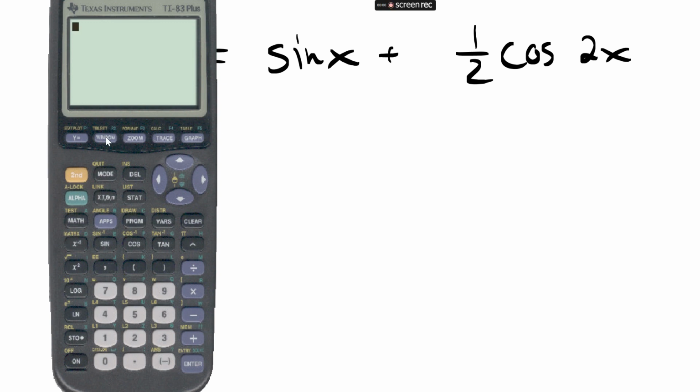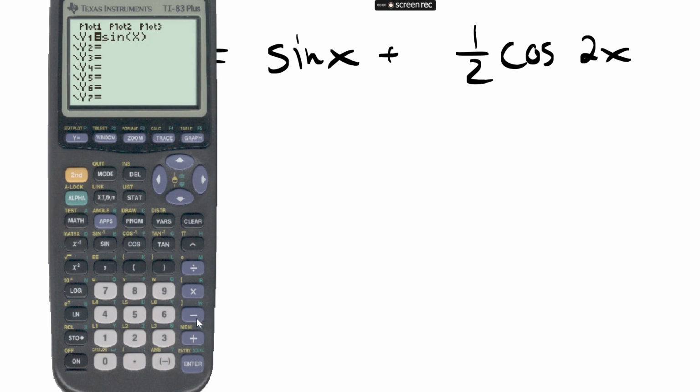Okay, let's see if this makes sense. Window, still going from 0 to 4 pi by pi. But now my window is going to be negative, I don't know, -2. You can put -3. I put -3 and 3. Because the highest this guy can go is 1.5, the lowest is -1.5. Press graph, let's see what we get. Oh, wow. Oh, sorry. I was on the wrong graph. Haven't put this in here, so there it is.